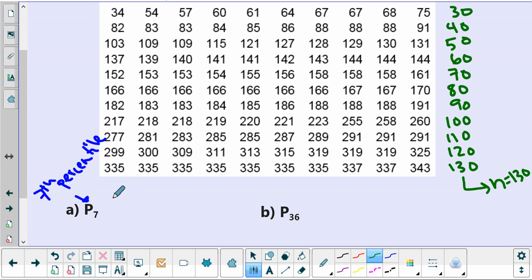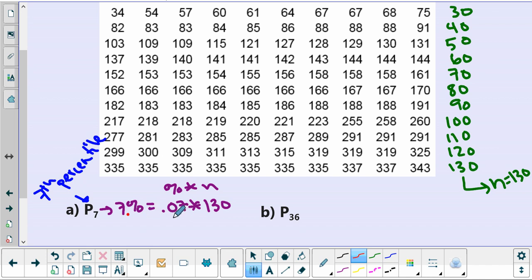All right, so if I want the 7th percentile, P7, I need to take the 7th percent as a decimal, which is 0.07, and multiply that by the 130, which is my n. So this is my percent times my n. And again, you need to make that percent a decimal. If you don't remember making percents decimals, it doesn't matter where your decimal point is.